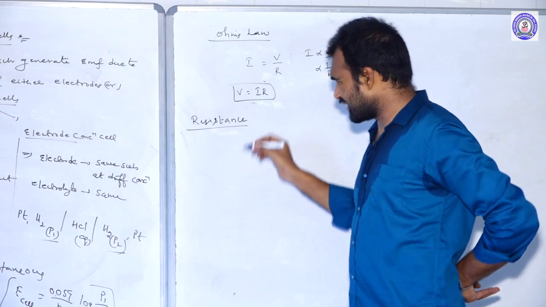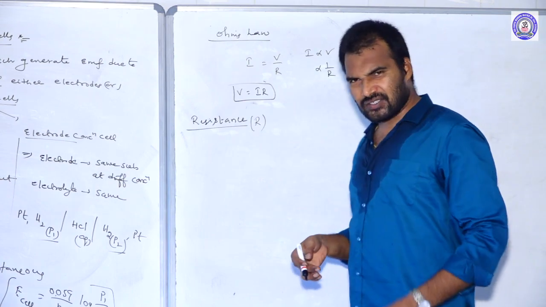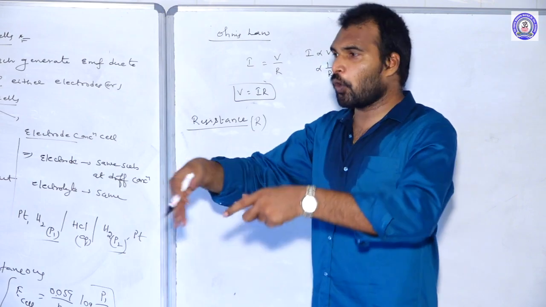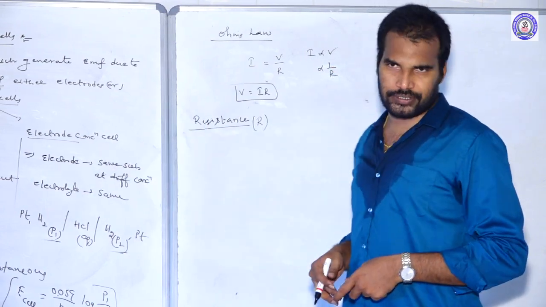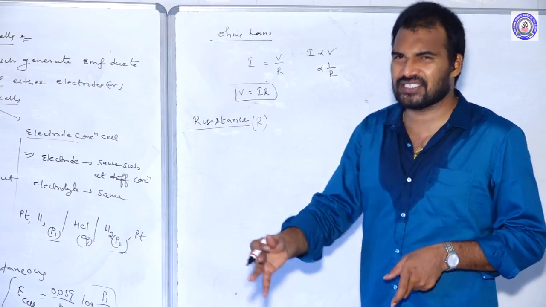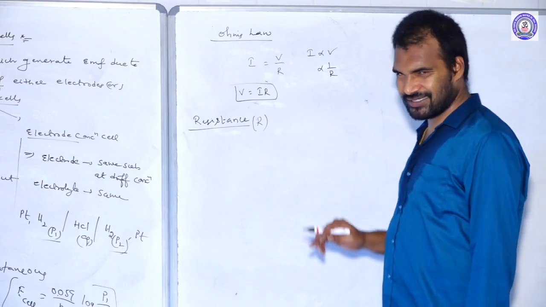Resistance. What is the resistance? Resistance we represent with R. What is the resistance? It is a characteristic of a substance to oppose the conductance of electricity through it. It opposes. Resistance is the property of a substance to resist the conduction of electricity passing through it. That property we call resistance.